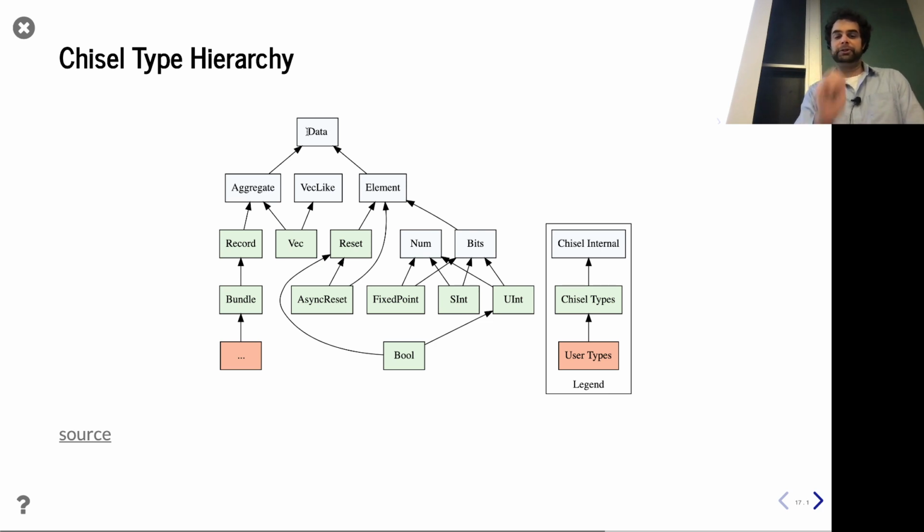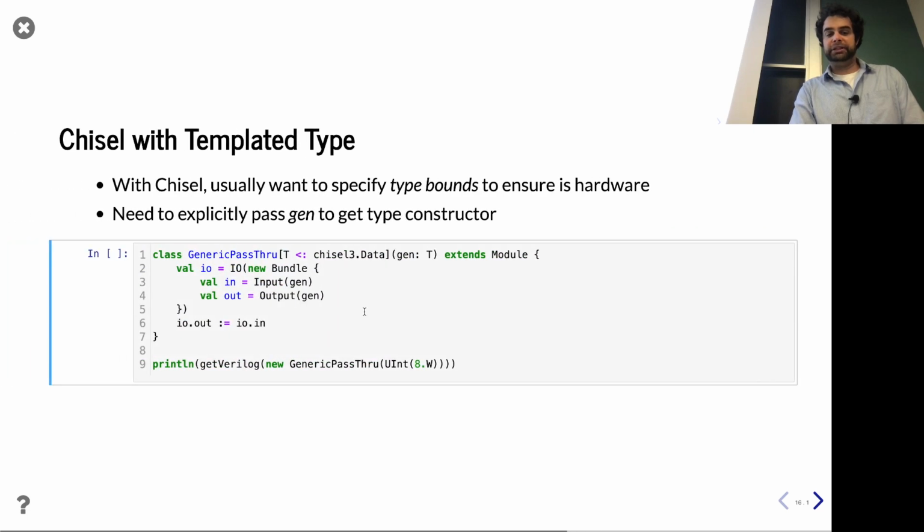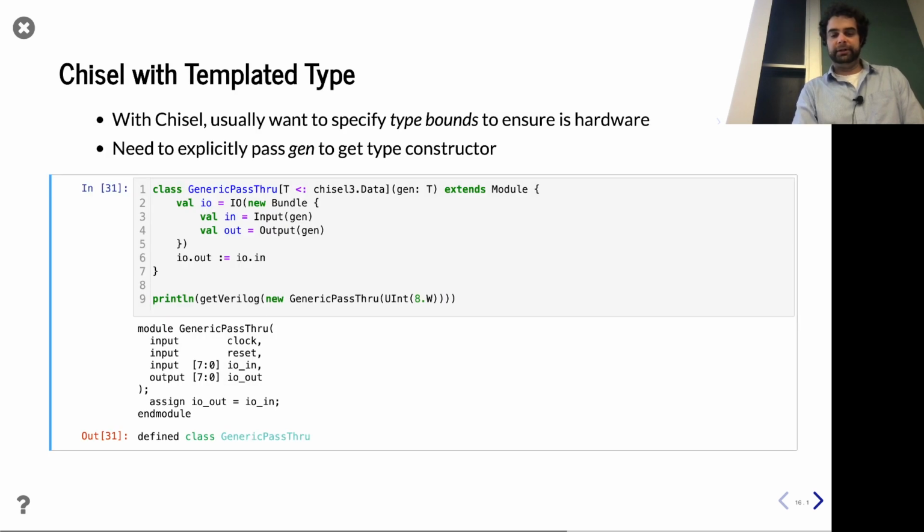But maybe you know for sure you want just a number and you don't want someone giving you a Vec or a Bundle, then you say maybe Bits, right? So yeah, it actually wasn't too scary, right? We had to do square brackets for the template type, and then we go ahead and use that type inside our argument list, right? So we go ahead and apply that type, and boom, we have a generic pass-through in this case.